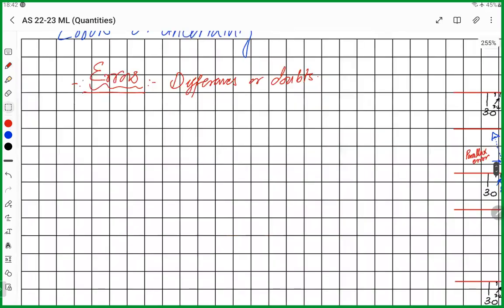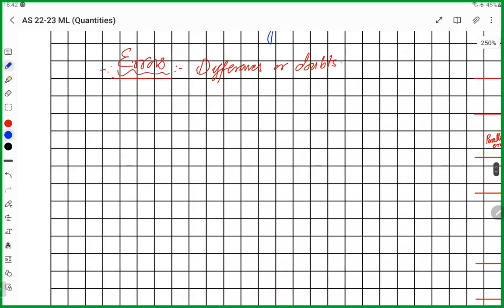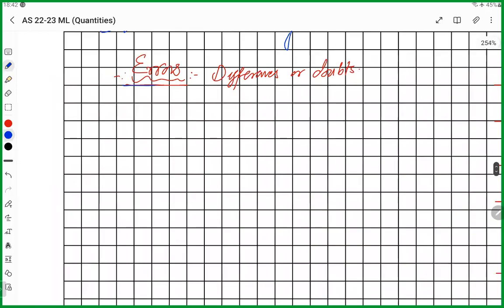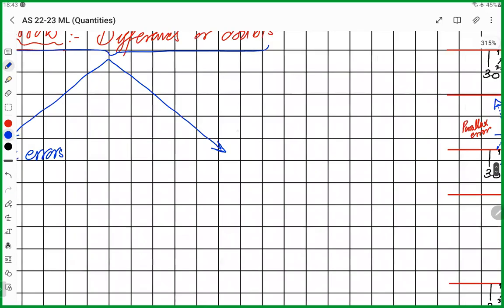Errors are classified in physics as systematic errors, and the others are random errors. Now, what are systematic errors?